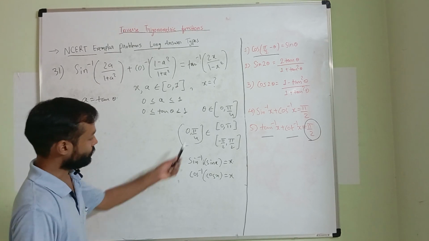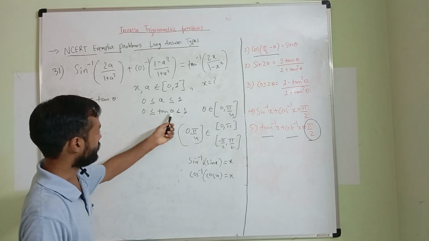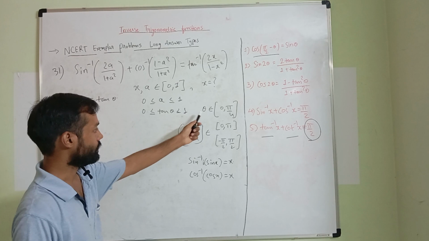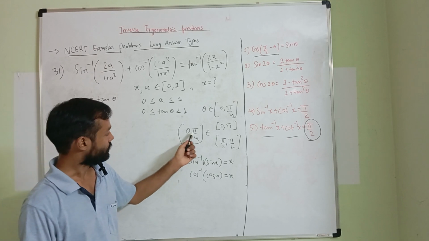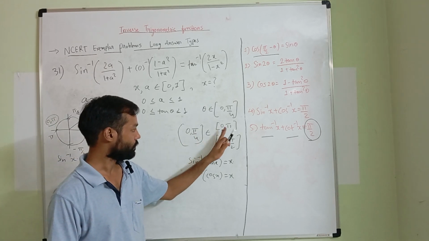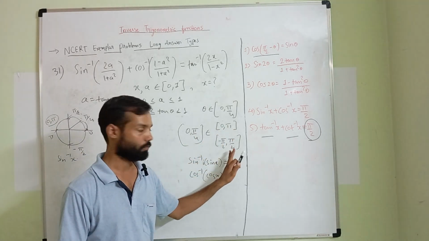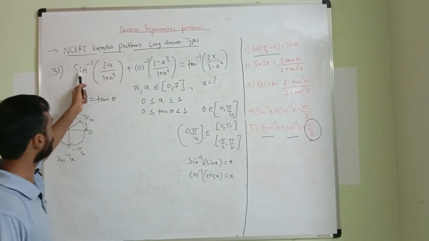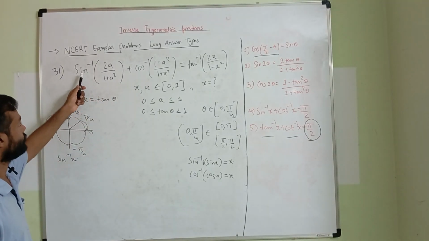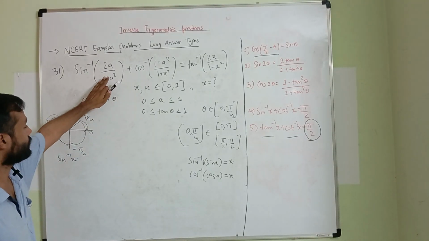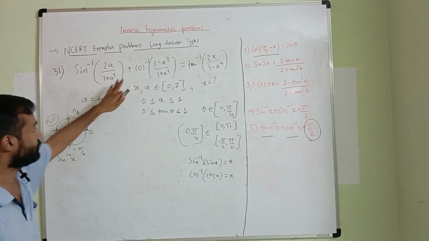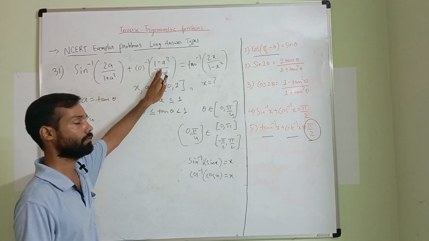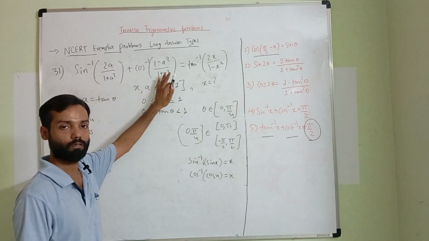Since theta belongs to 0 to pi by 4, this 0 to pi by 4 belongs to 0 to pi as well as minus pi by 2 to pi by 2. Ultimately, when we solve this problem, we can write sine inverse of sin x as x, and in place of cos inverse of cos x, we will write x.